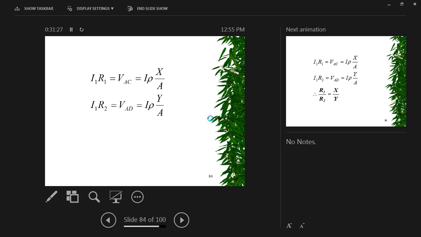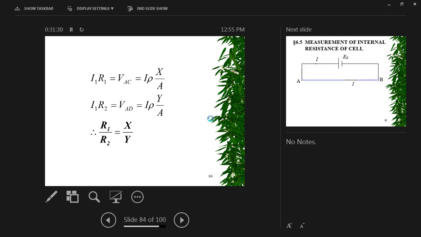So you know what I'm going to do next. I'm going to take one, divide by the other, and get this beautiful ratio. The ratio of their resistance is a ratio of the balance length. Isn't that amazing?